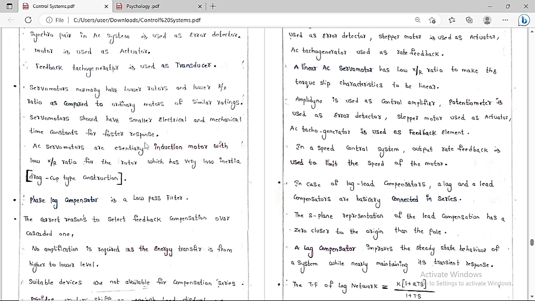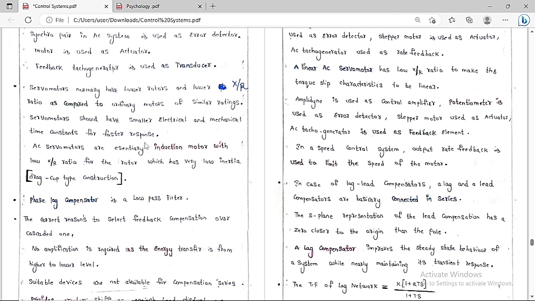So, servo motors have lower R/X ratio also, as compared to ordinary motors of similar ratings. So basically here, let me write X/R, not R/X. I always used to tell you the X/R ratio. So small correction here. Therefore we can say servo motors have low inertia as well as lower X/R when compared to any other ordinary motors of similar ratings.